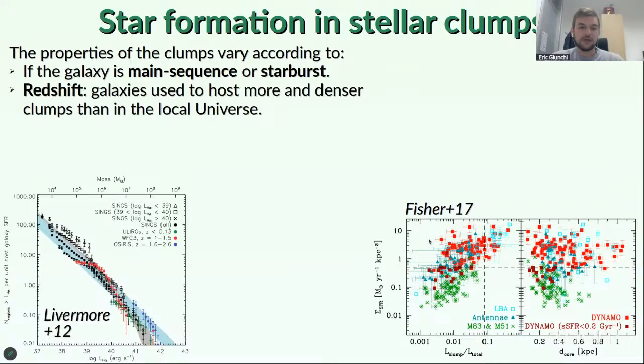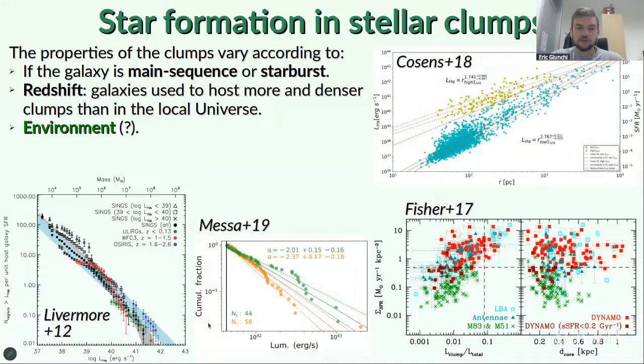Also the redshift can play a role. For example, in this work by Livermore et al. 2012, they compared the mass function of a high redshift sample of galaxies in blue with samples of clumps from the local universe. And as you can see, the mass function in blue at high redshift can reach larger values in mass on the top axis, or H alpha luminosity, compared to the local universe. So this is because at high redshift, the environment is different, the galaxies are different, and also the clumps are affected.